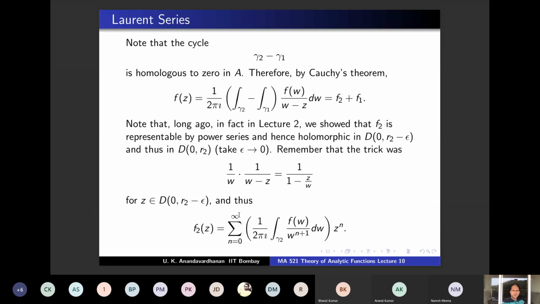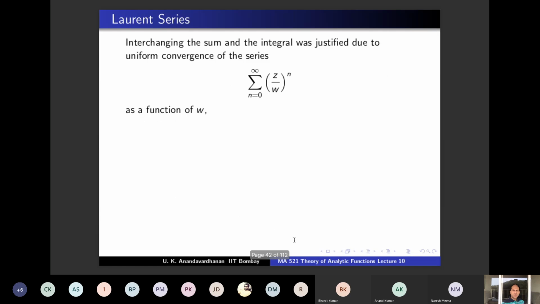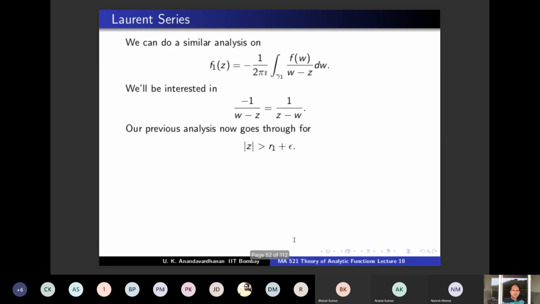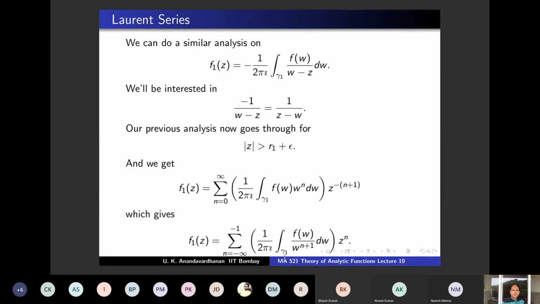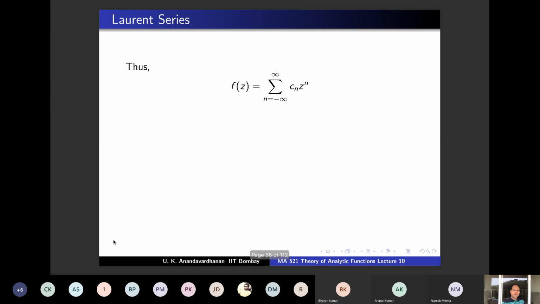Here the summation was from 0 to infinity. The coefficient of z power n was 1 by 2 pi i integral over gamma 2 of f(w) by w power n plus 1 dw. It's the same coefficient, 1 by 2 pi i integral, but the integral is over gamma 1. Earlier it was over gamma 2, but this is the same coefficient of z power n, with the indices going from minus infinity to minus 1. Okay, so that's it. So that gives you the Laurent series.